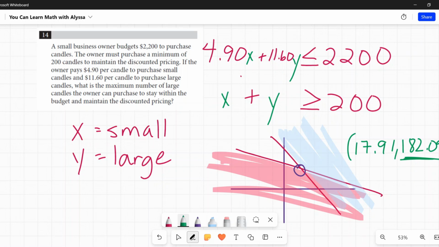Can I have 0.09 of a candle? Well, you could carve off a piece of the candle, but if you're at a store, you cannot buy 9/100ths of a candle. You have to buy a whole candle. So 182 is going to be the maximum of large candles that he can buy to stay within that pricing. And that's going to be our answer. Yeah, Desmos problem all the way, 100%. I would not try to do this any other way.